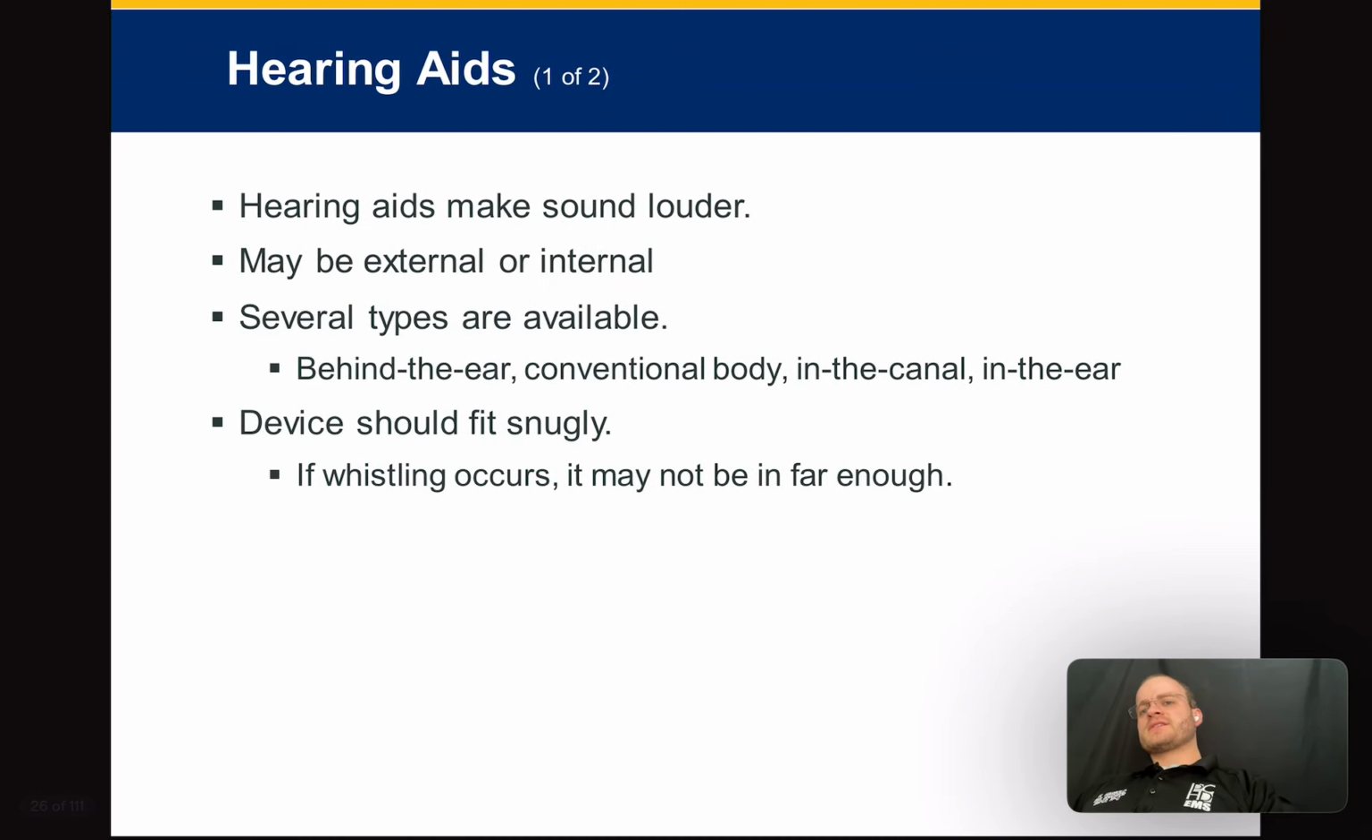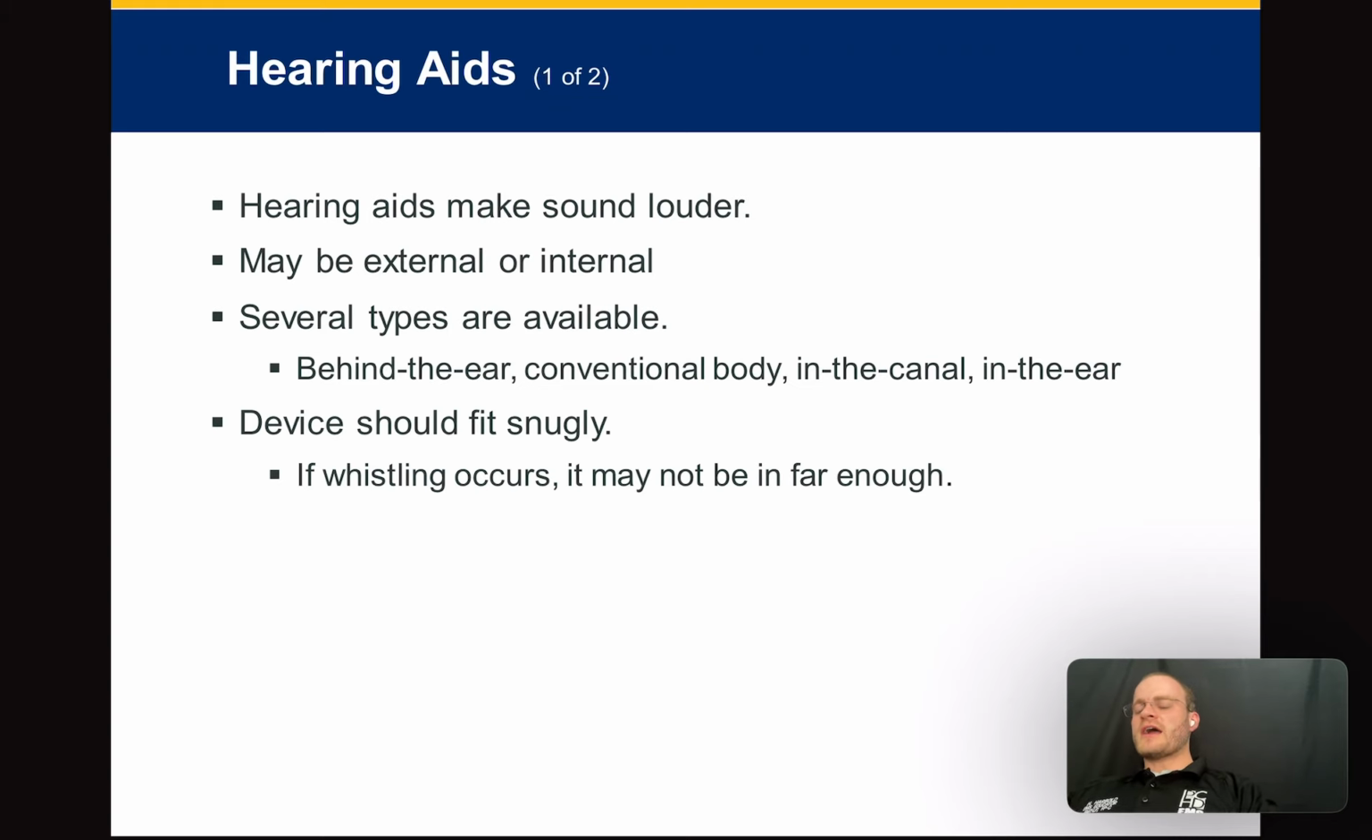Now, hearing aids make sound louder, and they can be external or internal, and there are several types available, right? And these are actually over-the-counter now. You don't need a prescription for some of them. There are some that are behind the ear. There are some that are in the ear canal, inside the ear. There are several. There are some that are cochlear implants.